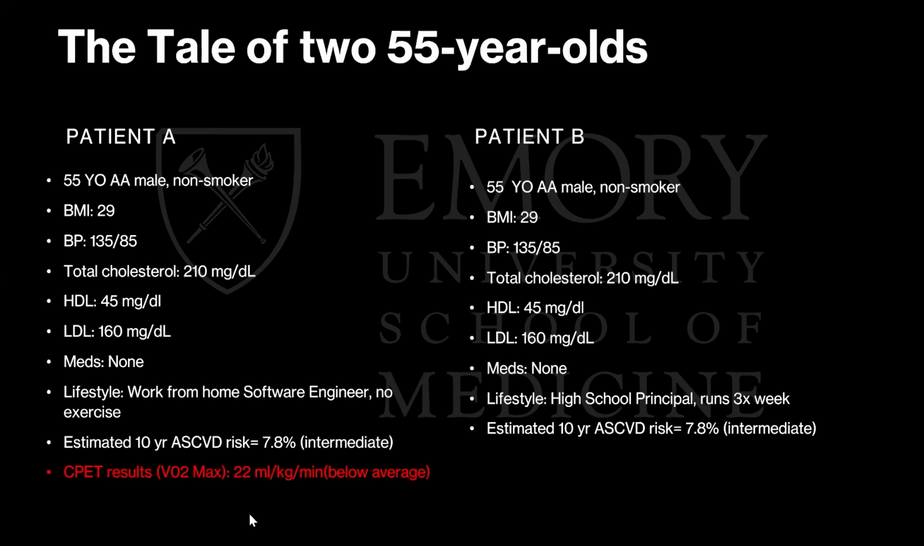And you see for patient A, we did a CPET and the VO2 max came at 22. We'll go through normal values of what this means, but this will be low, below average for somebody 55 years old and a male. And the same test was given to patient B, and they're at 42 mL per kg per minute, which is well above average, especially for a 55-year-old.